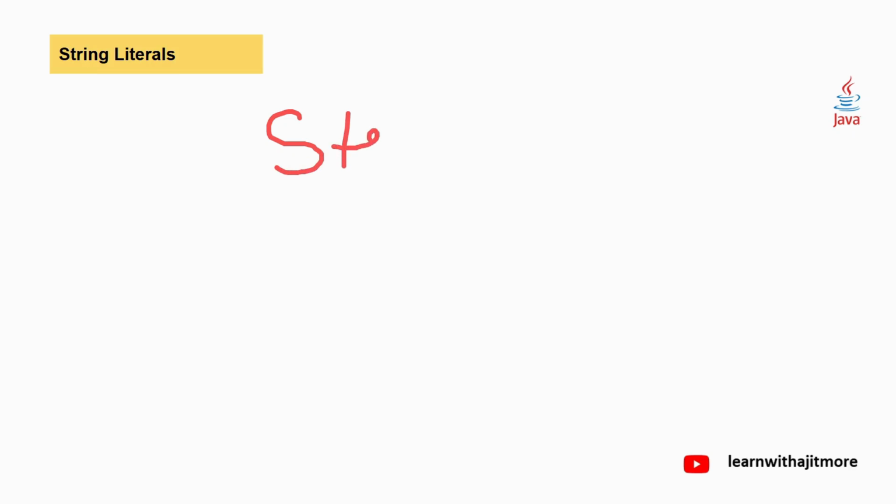Remember, string literals don't come under the primitive category. They are not primitive. They are non-primitive. Means they are library created or user defined. Whenever we create any classes, or when some people have created and given us, they come under non-primitive or reference category. So there is one class called String.